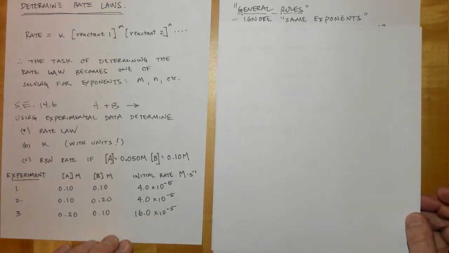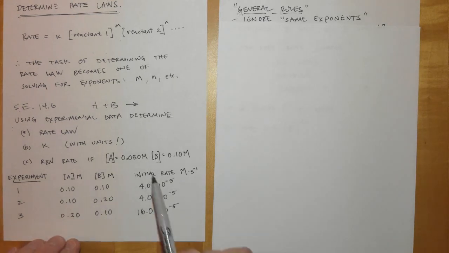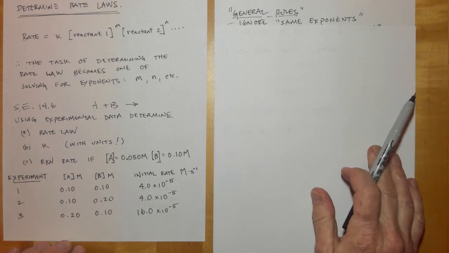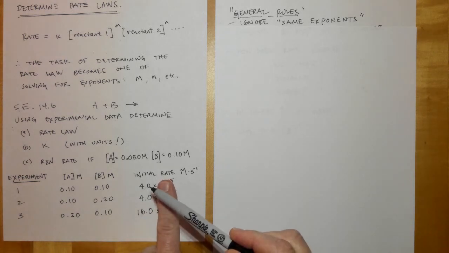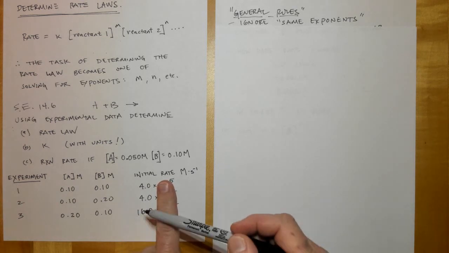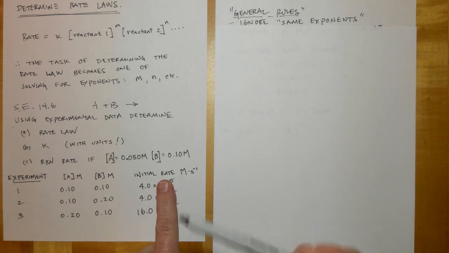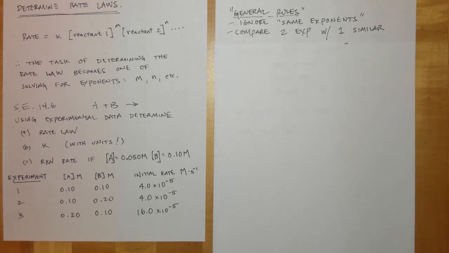The first general rule is that once you're given a bunch of data like this, if the concentrations or the initial rates have exponents, and they all have the same exponents, ignore those exponents. So ignore that times 10 to the negative 5th part right here, and just look at these numbers, because these will tell you relatively how they change. This one's 4, this one's 4, this one's 16. Oh, that quadruples. You can see relationships like that rather than being all messy with the times 10 to the negative 5ths.